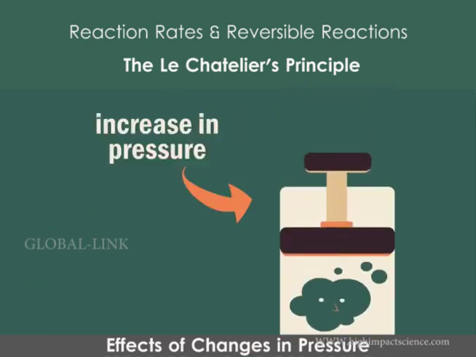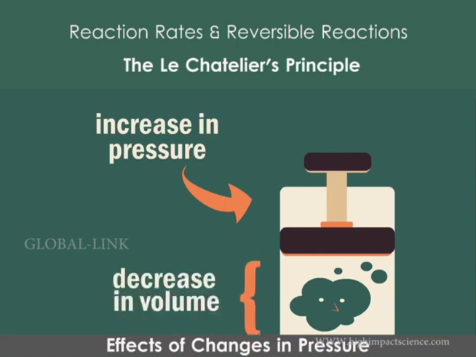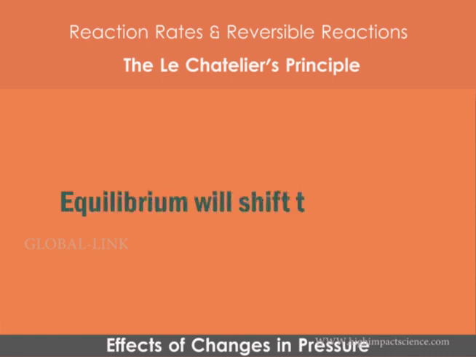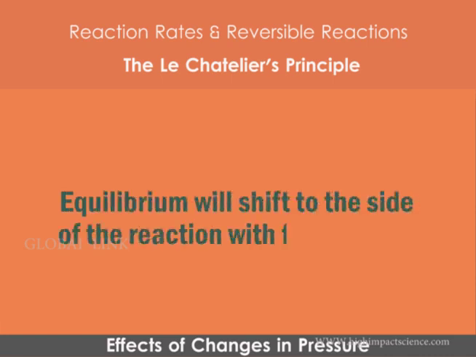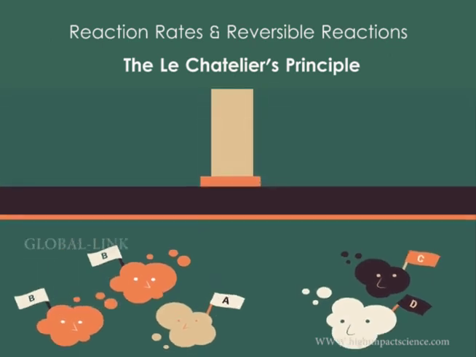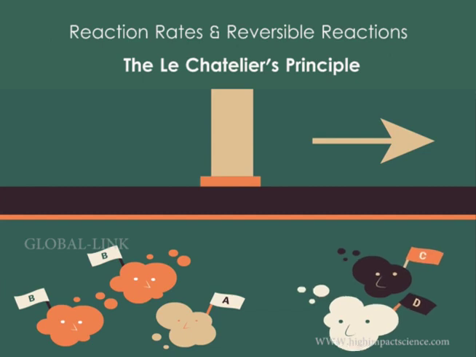An increase in pressure means there is a decrease in volume, so there is less space. Equilibrium will shift to the side of the reaction with fewer moles. In our example, an increase in pressure will cause the equilibrium to shift to the right since there are fewer moles, 2 moles compared to 3 moles on the left.